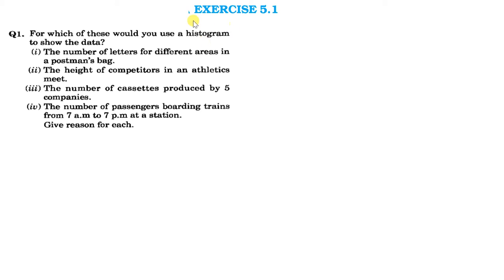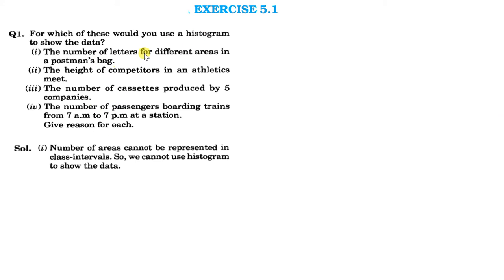A histogram is used when we can make groups of the given data. We can make class intervals of the given data. Here, in the first question, the number of areas cannot be represented in class intervals. So, we cannot use a histogram to show this data.